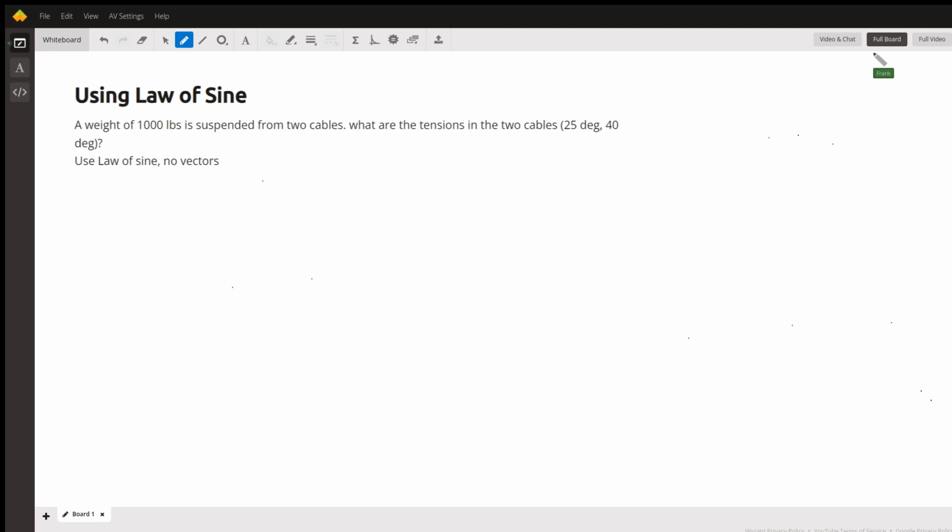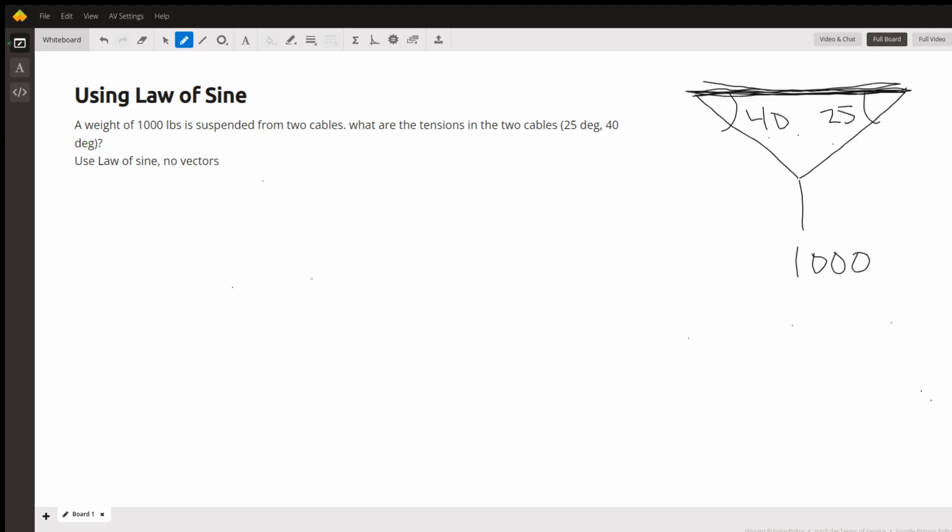So here's the horizontal line. Here are the two cables. And by the way, this figure is not drawn to scale. This one is 40 degrees. This one is 25 degrees. And 1,000 pounds is hanging from it. And it's suspended, meaning it's not moving up or down, it's just hanging from it.